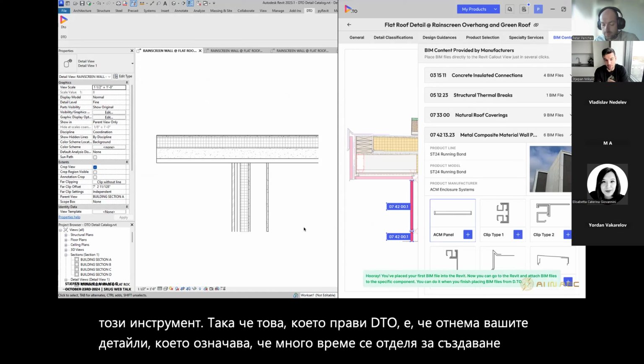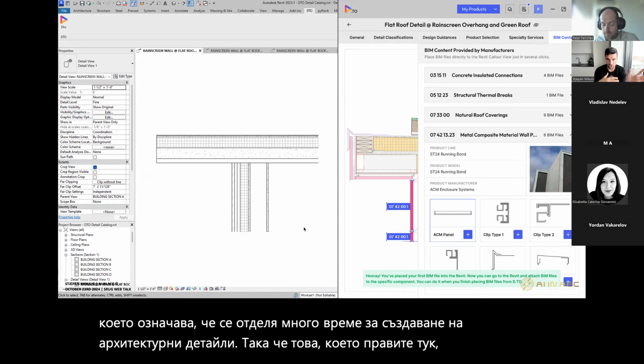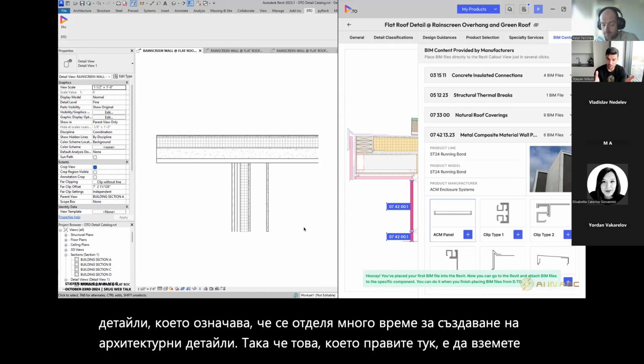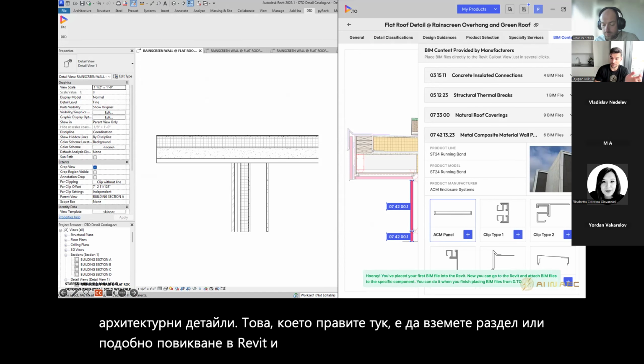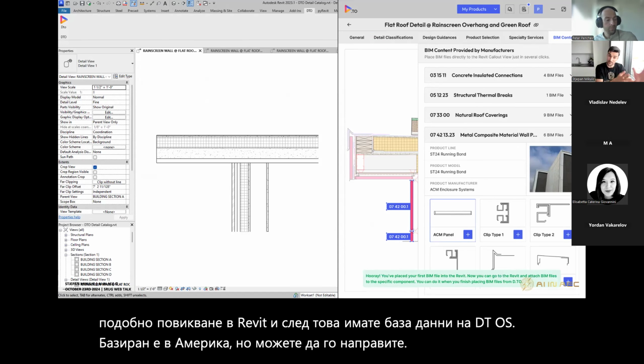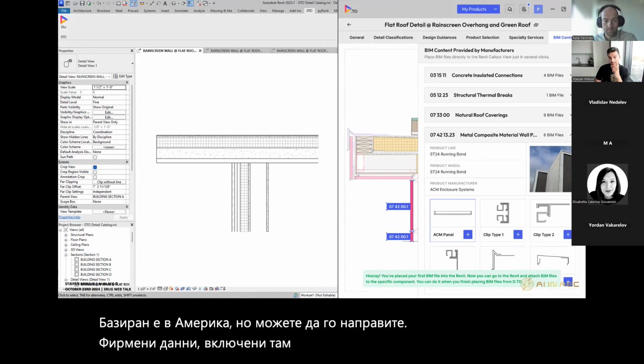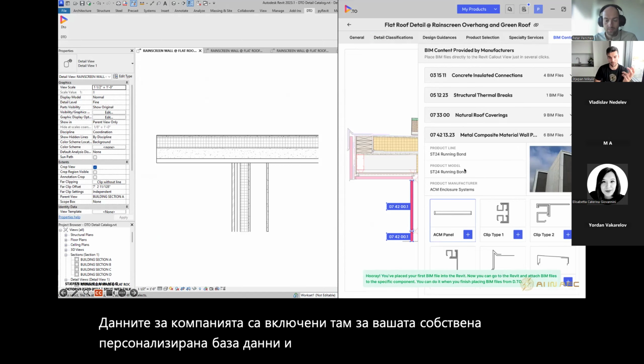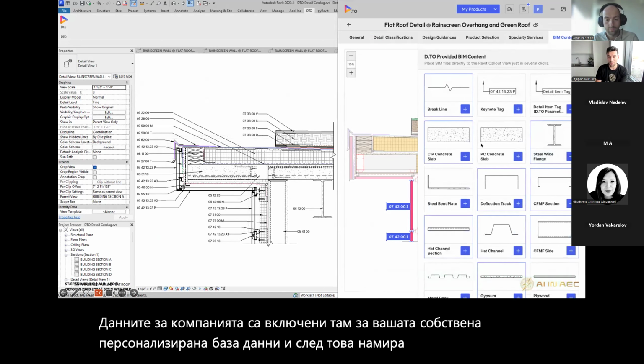So what you do here is take a section or a callout in Revit, and then you have DTO's database. It's American-based, but you can plug your own company details in there for your own custom database. Then it finds something similar, and with one click you can transfer that all to Revit to create this fully annotated detail in a matter of, I wouldn't say seconds, but definitely minutes.